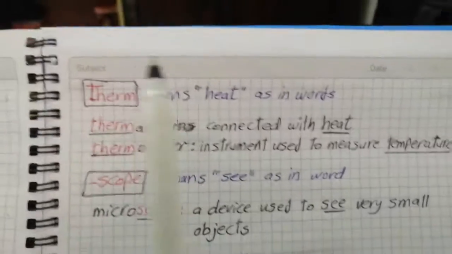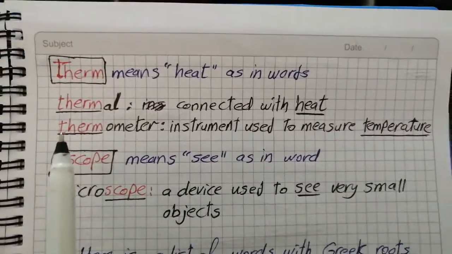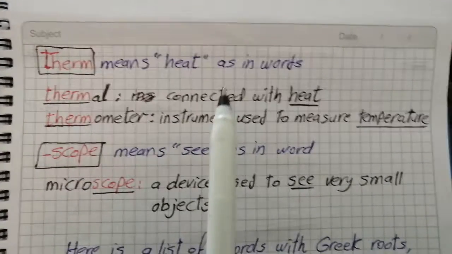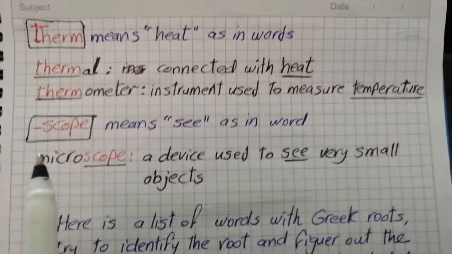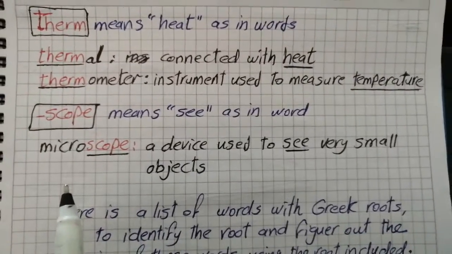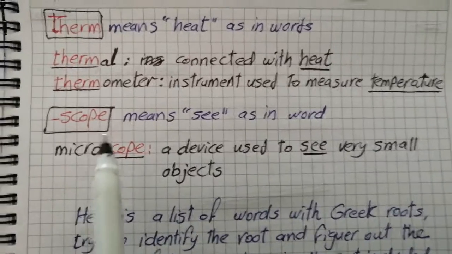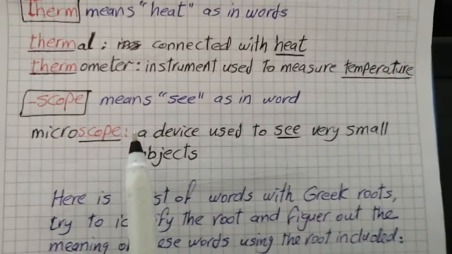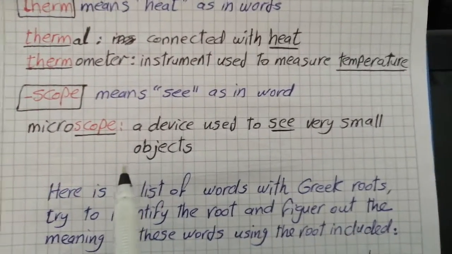The Greek root therm, which means heat, as you learn in science, as in the words thermal or thermometer. Thermal is connected with heat, and thermometer is an instrument used to measure temperature. Scope, a Greek root which means see, as in the word microscope. As we learned before, micro means very small, and scope means to see. So microscope is an instrument or device used to see very small objects.